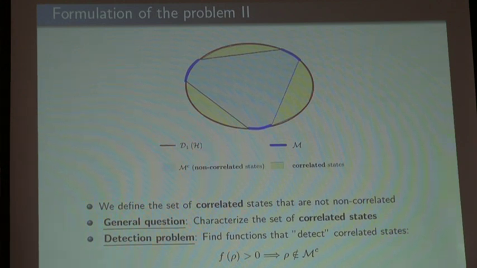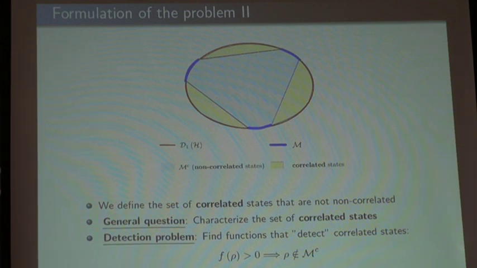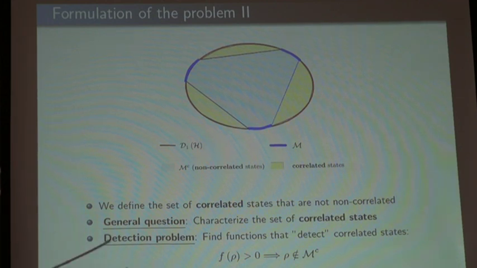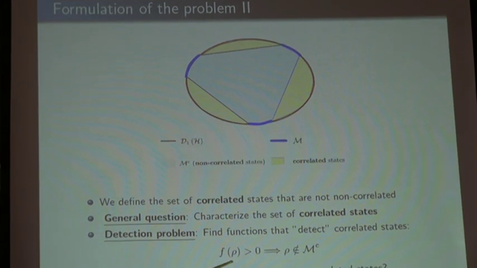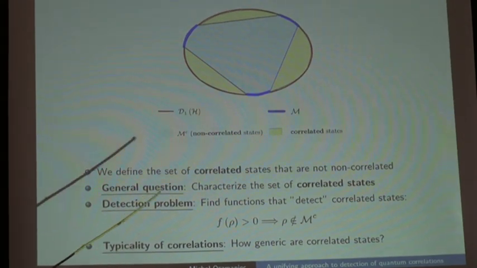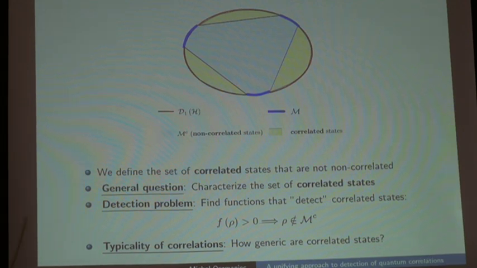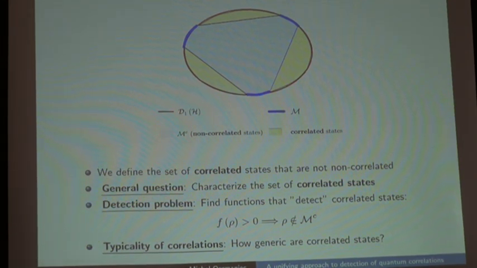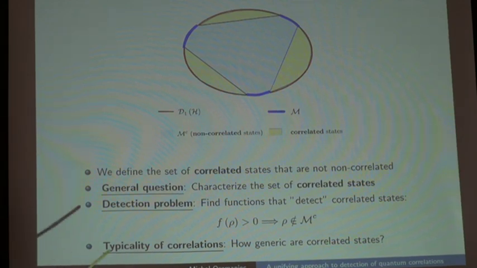So in general, it turns out to be a very difficult problem, but we can restrict ourselves to a simpler problem. Maybe we just want to have criteria for correlations. That is, we may have a function on the set of density matrices that has the property that, for instance, when it's positive, then I can conclude that I am outside of this blue region. Another question I will address later on in the talk is the problem of typicality of correlations. Well, I will ask how generic correlated states are in the set of all density matrices.